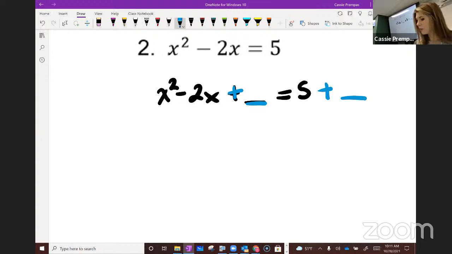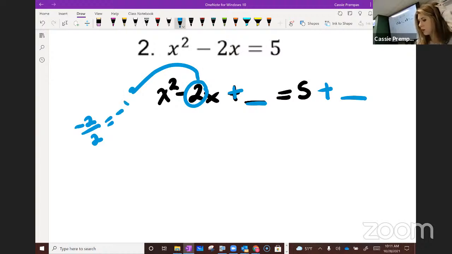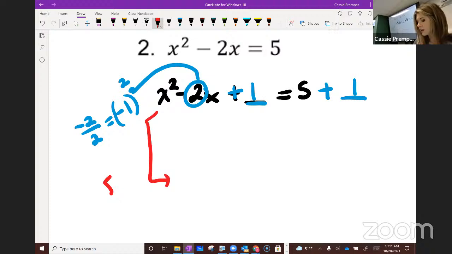Nice. Take the middle number, which is 2, divide it by 2. You could call it negative 2 because negative 2 divided by 2 is negative 1. But if you square that, what is negative 1 squared come out to be? 1. So I'm going to add 1 here. And if you add a number to the left side of the equation, what do you have to do to the right? Add it to the right. Now, the reason that you did that is so that you could factor the left side down.